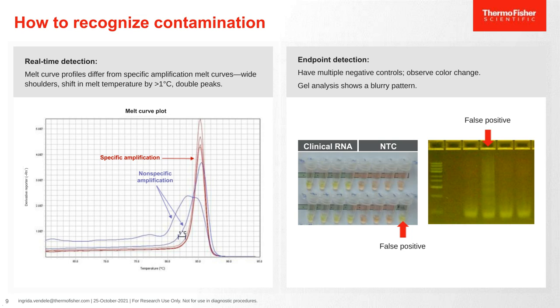If endpoint detection is chosen, please have multiple negative controls, as indicated here in the orange colored tubes, and observing a single color change, which would indicate a false positive, separating it from the rest of your technical replicates gives a good idea that this is potentially a cross-contaminated reaction mix. Just checking it on an agarose electrophoresis gel, you can observe a blur pattern in the background which indicates a false positive potentially resulting from a carryover contamination in the reaction mix.